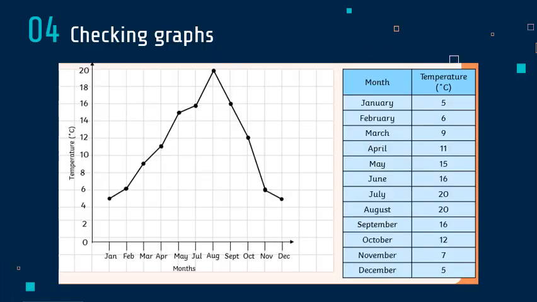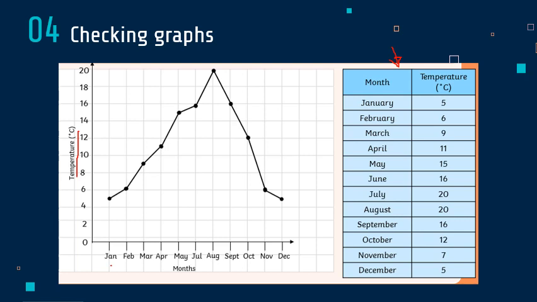Lastly, I'm just going to look at checking graphs for their accuracy to make sure that they match the original data that they come from. So here we've got a line graph, and it's about temperature. I can see in my y-axis in Celsius, and then it's over months. Now I can see it's January, February, March, and this table here is the source data. This is where the data for this line graph comes from.